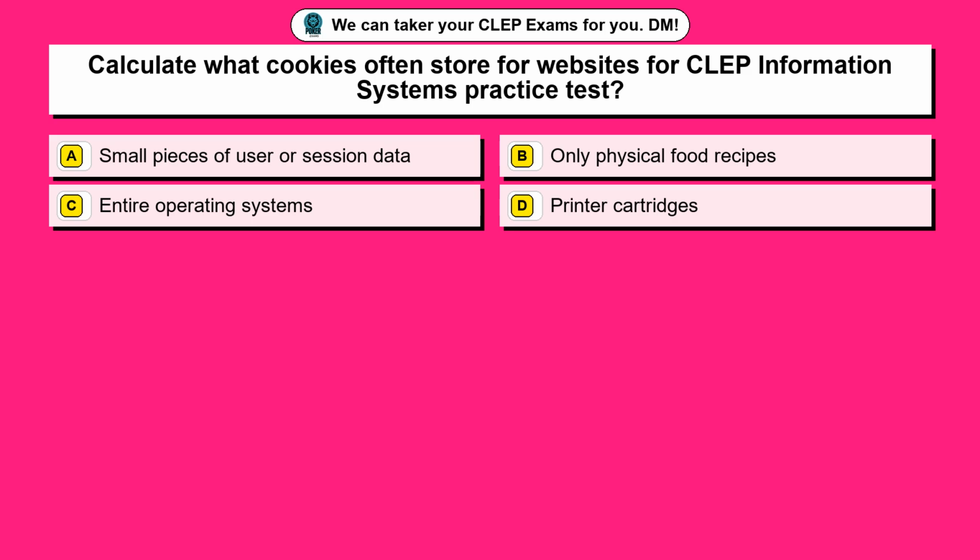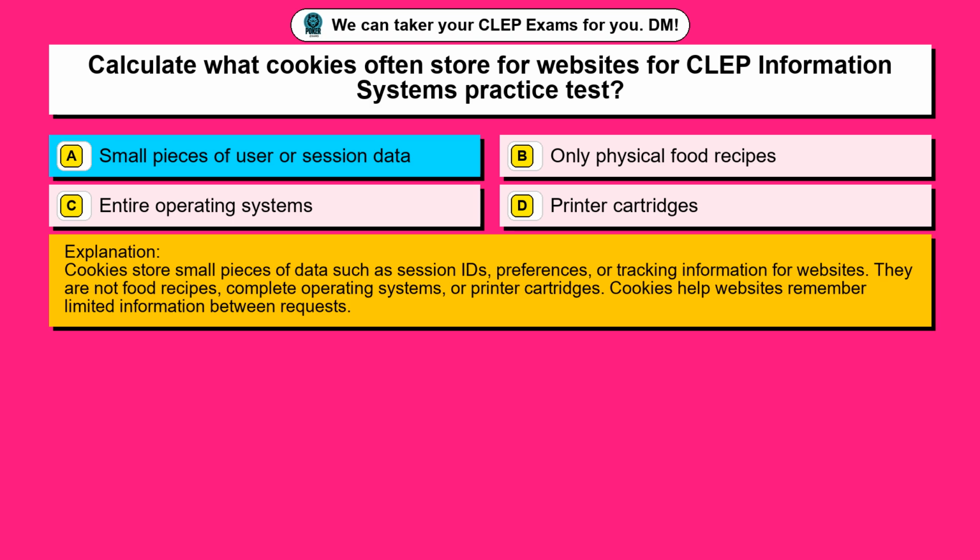Option A, small pieces of user or session data. Option B, only physical food recipes. Option C, entire operating systems. Option D, printer cartridges. The correct answer is option A, small pieces of user or session data.